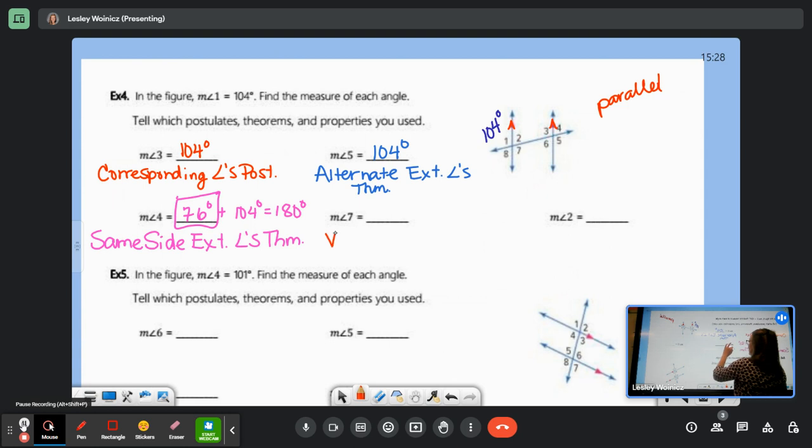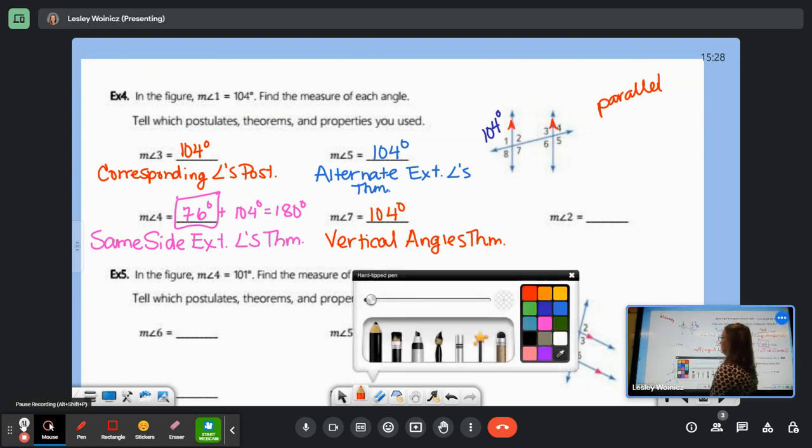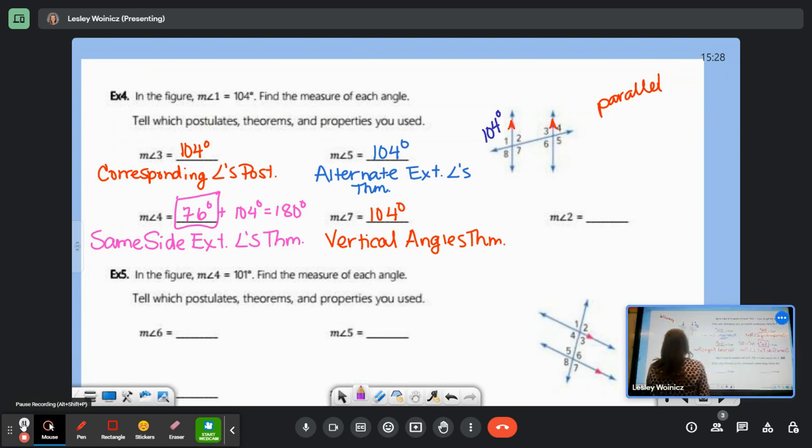Okay, there are vertical angles. So we're using the vertical angles theorem to tell us that they are congruent because vertical angles are congruent. Okay, what about the measure of angle 2? 76, because why? Linear pair. Correct. So linear pairs are supplementary.